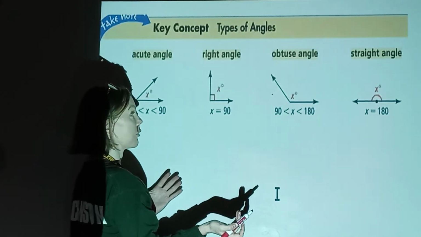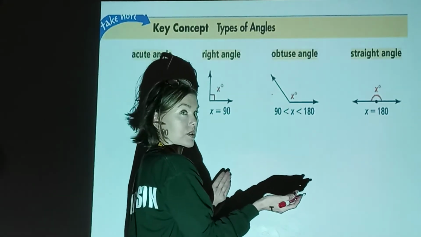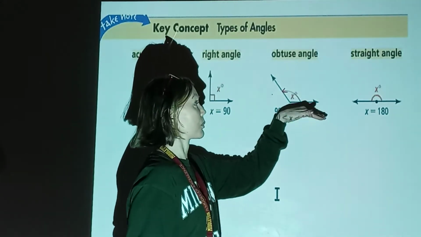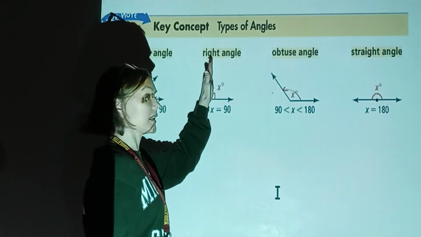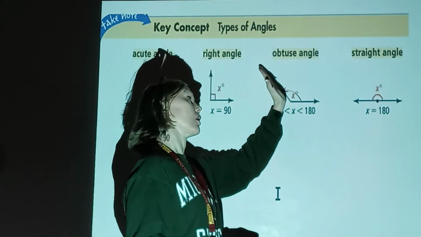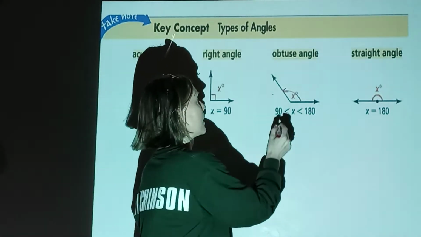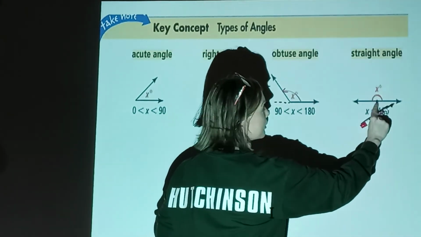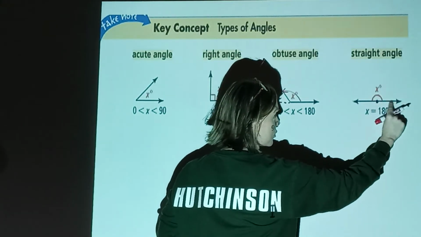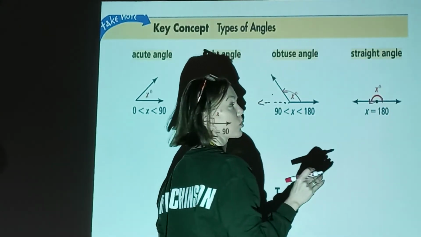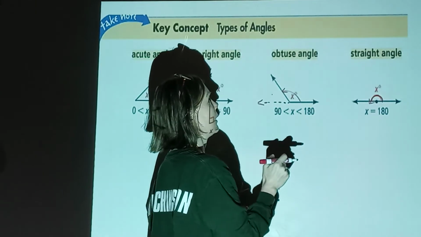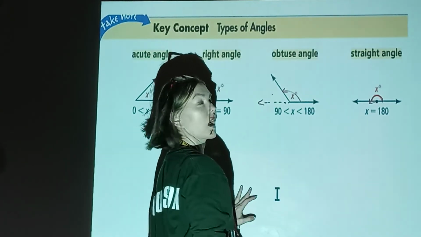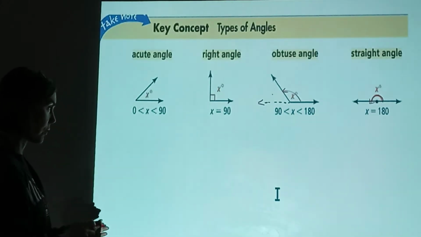Okay, right angle. Then we have obtuse, from here all the way to here, where it surpasses that 90 degrees. It's greater than 90 degrees, but less than 180 degrees, which is a straight angle. That's a straight angle, the entire 180 degrees. But an obtuse angle is greater than 90, but less than 180. So make sure you write that in your notes.